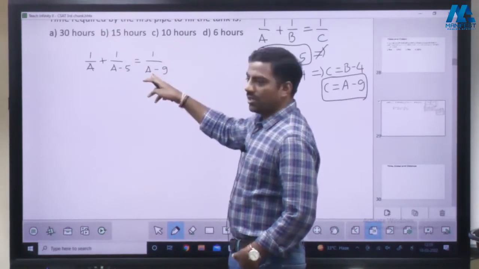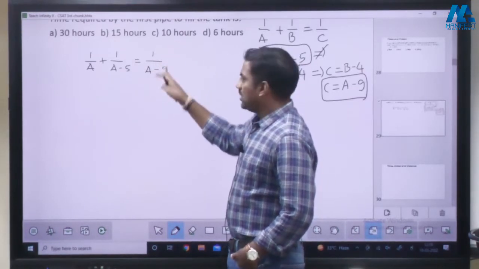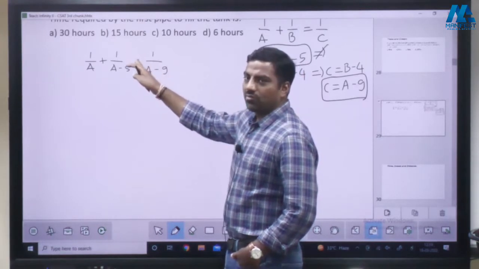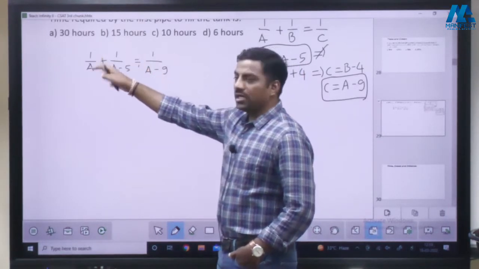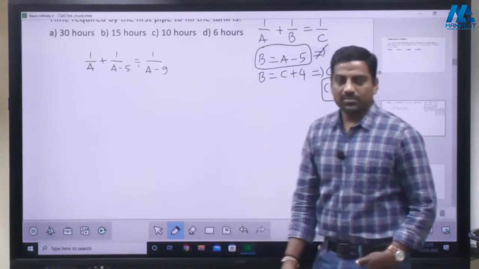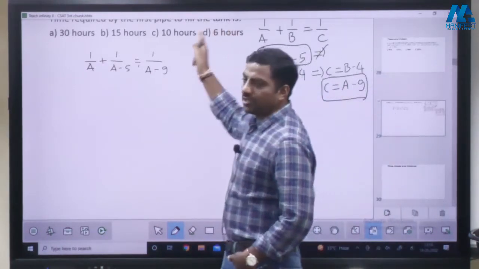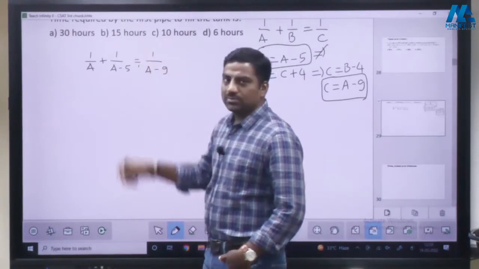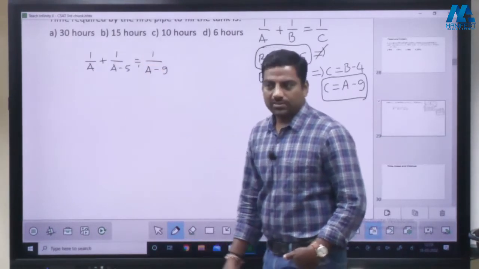If you take 10, it will become 1 by 1. And here it will become 1 by 5. And here it will become 1 by 10. 1 by 10 plus 1 by 5 will not give us 1 by 1. Then 6 we cannot put because 6 minus 9 will give us minus. So we can't do that.